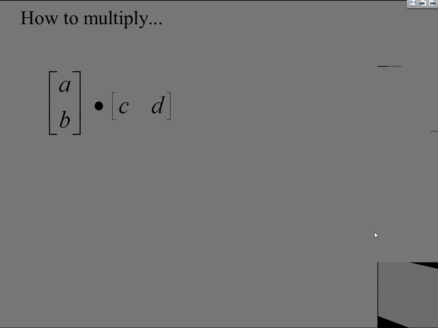How do we multiply matrices? If I want to multiply this 2 by 1 times this 1 by 2, first of all, is it going to work? It is, isn't it? What am I going to get back for my resultant matrix, my product matrix? A 2 by 2.